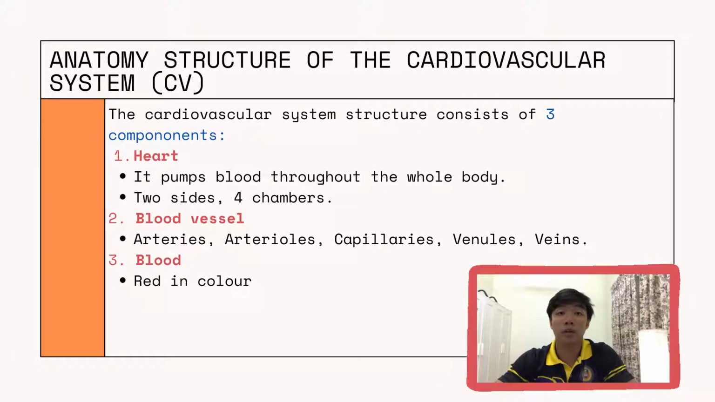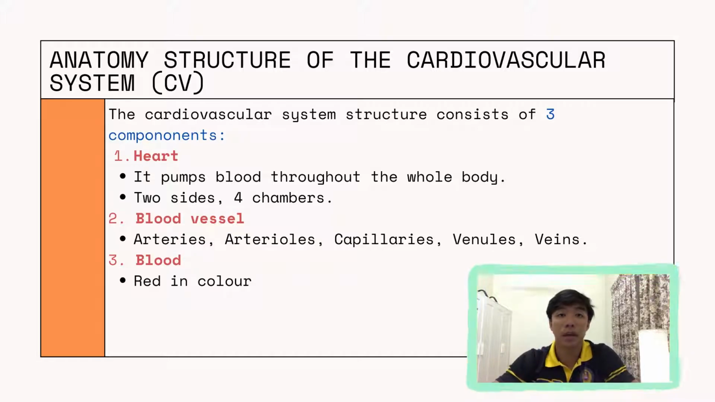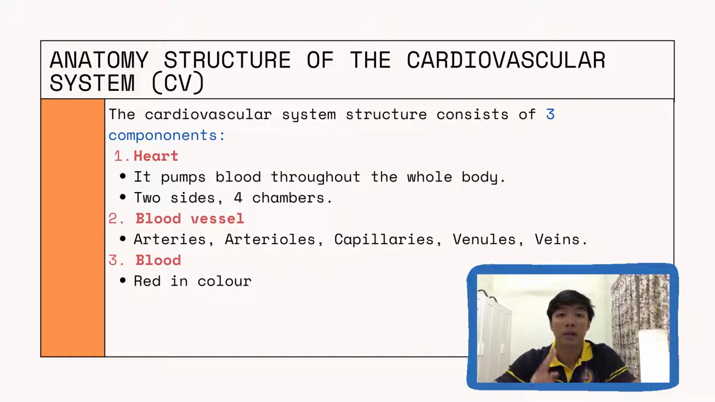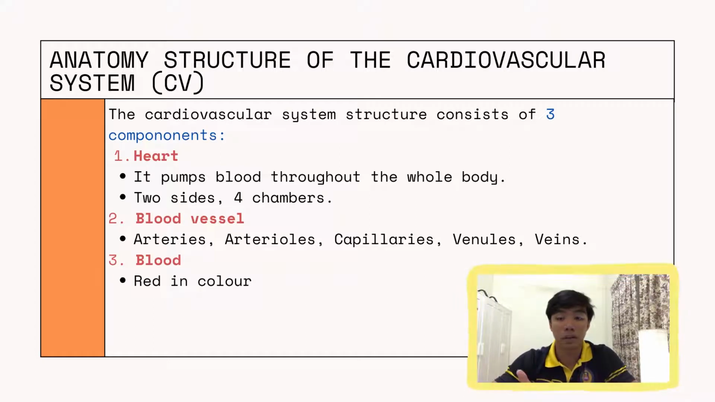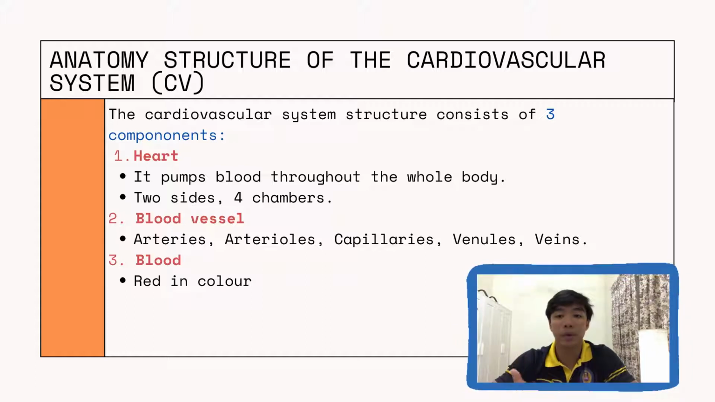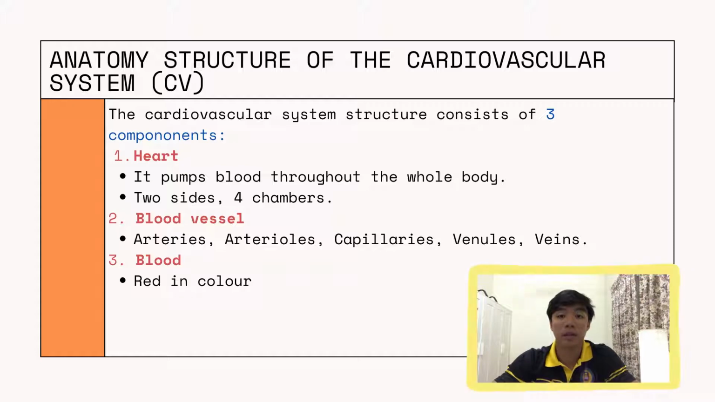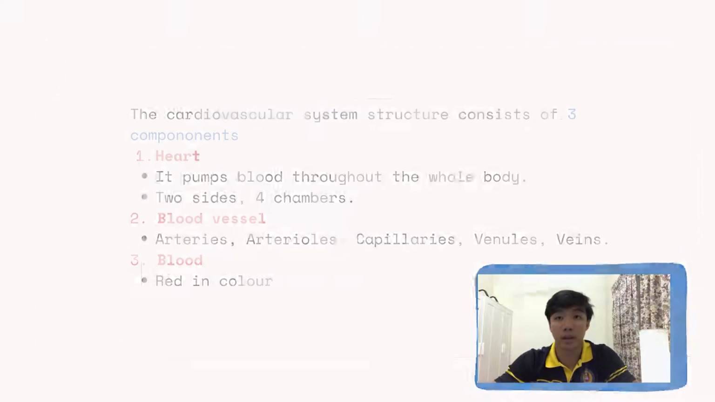So now we are going to talk about the anatomy structure of the cardiovascular system. The cardiovascular system structure consists of three components. Firstly is the heart. The heart pumps blood throughout the whole body, and it has two sides and also four chambers. Secondly is the blood vessel. The blood vessel consists of arteries, arterioles, capillaries, venules, and veins. And lastly is the blood. The blood is red in color.